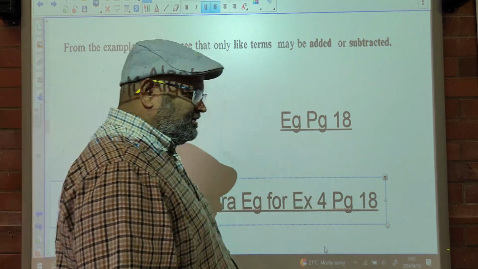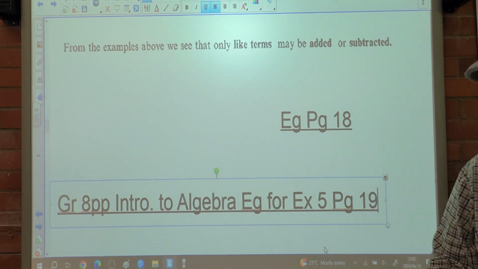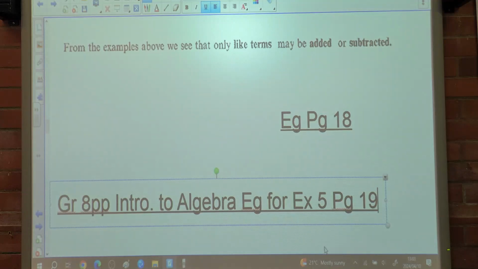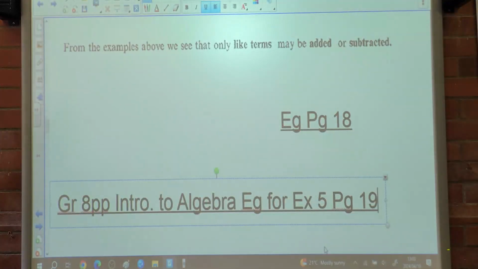So what we're going to do is I'm going to give you a chance now to do exercise 4. And then afterwards I'm going to do a few examples of exercise 5. But exercise 5 doesn't have a set of examples there, so I'm going to use my own examples for exercise 5, which is on page 19. But I would like you guys to do now exercise 4 on page 18. Okay, I'm going to pause the video at this point.